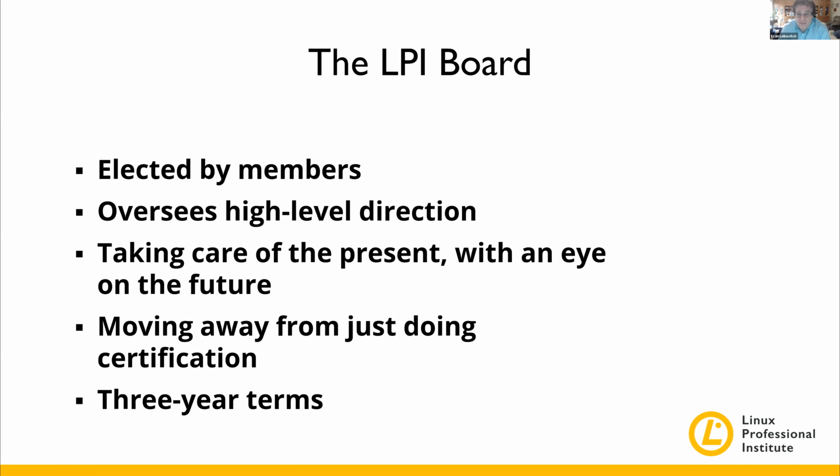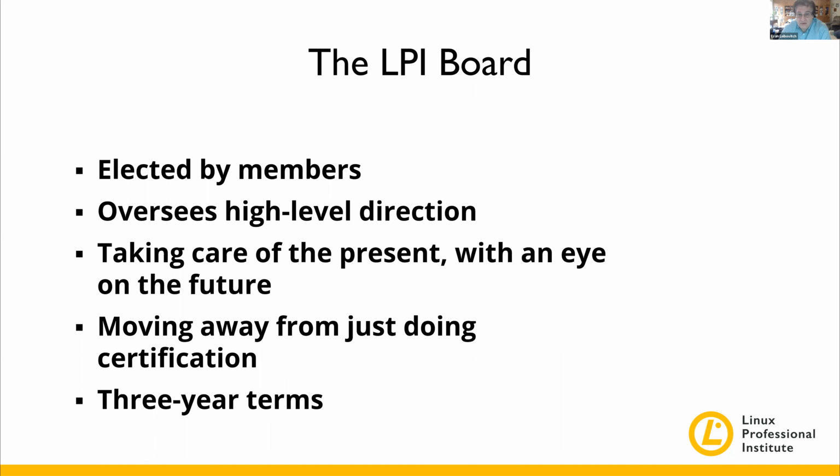So this is the LPI board, this is its functions. In some ways, it's not very different from any other nonprofit board. We are driven by a mission, we're not driven by profit. The mission of LPI is to promote open source and to promote the people that work with it. And so what the board does is driven by that mission. So starting next year, this board is going to be elected by members. It's going to oversee the high level direction of LPI.